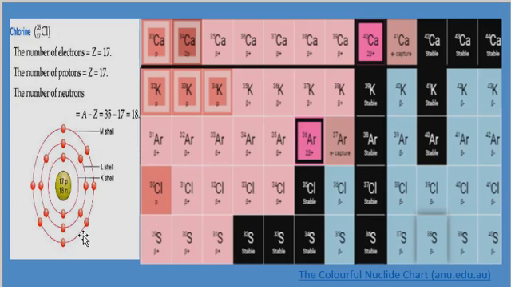This is how the subatomic particles and the shells in the orbit are shown. This is how the nuclide symbol is shown. This is on the periodic table. We have calcium, potassium, argon, chlorine, sulfur, etc.